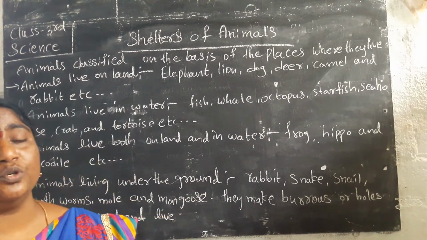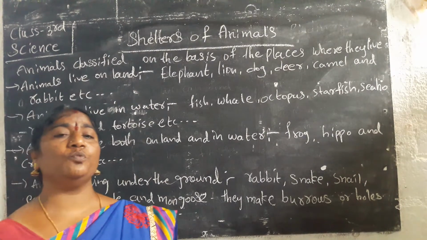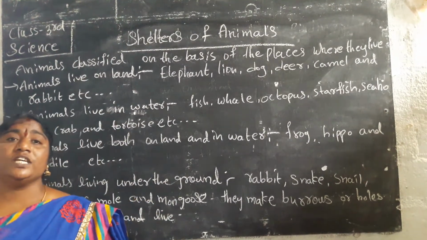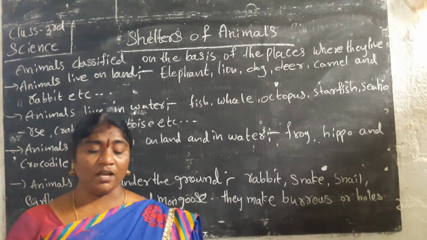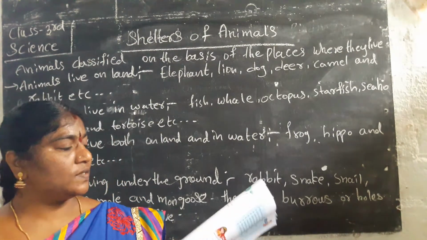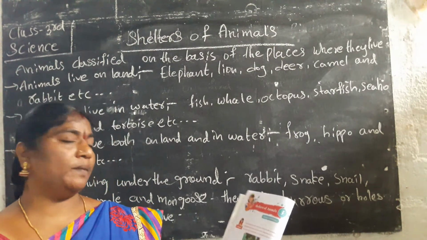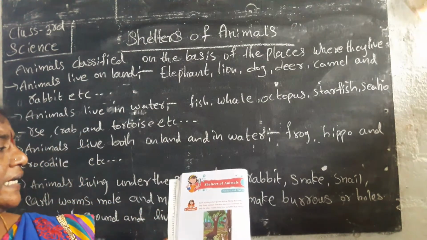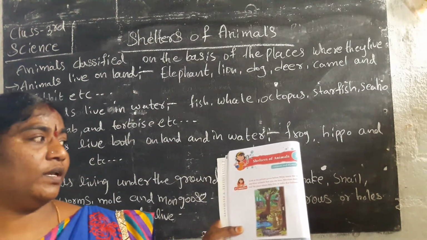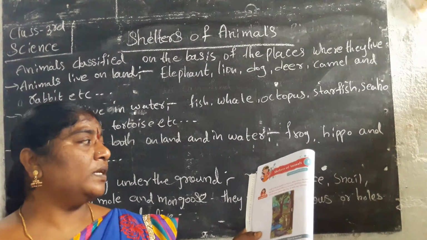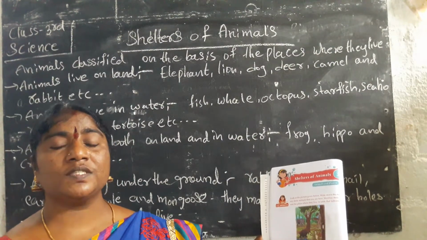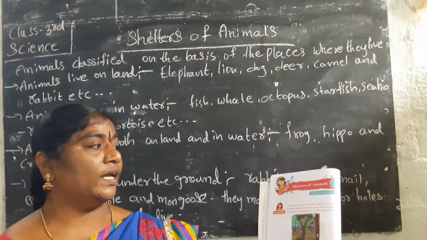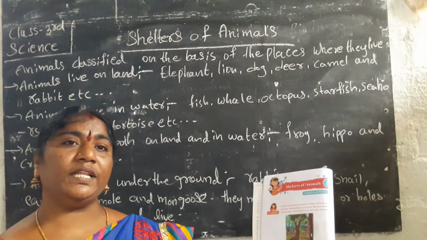First of all, you should buy the textbooks. Without the textbook you can't understand, so buy the textbooks. Now in the textbook, on page number 20, one picture is there. Look at the picture given below, write down the name of any three animals that you see here, and the place where they live.